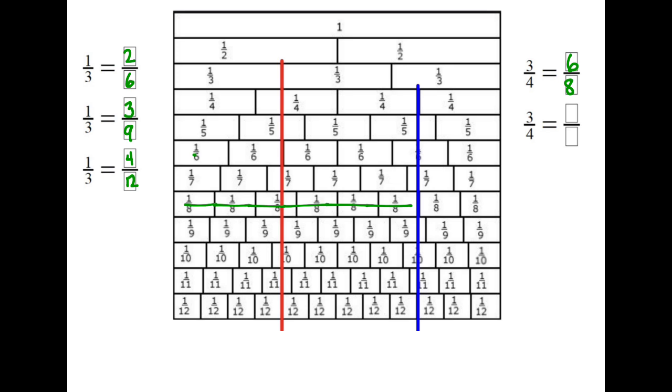Can I do ninths? No. Tenths? No. 11ths? No. 12ths? Yes. So 12 is my denominator. And how many are there? 1, 2, 3, 4, 5, 6, 7, 8, 9.